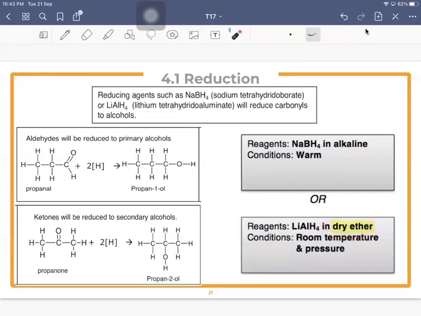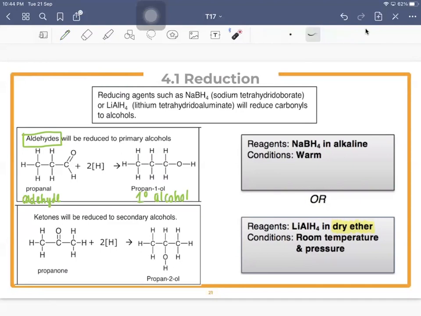Okay, right. Reduction process. Unlike oxidation, where you write down your oxidizing reagent in square bracket O, for a reducing agent we write it as square bracket H. That means during reduction, you are gaining hydrogen atoms. So the first example that we're going to look at is for aldehydes. Propanal, an aldehyde, will be reduced to primary alcohol. So just remember, aldehyde will go back into primary alcohol.